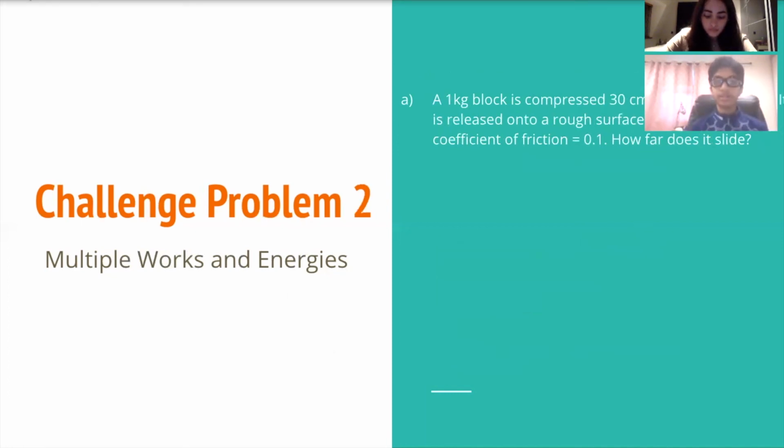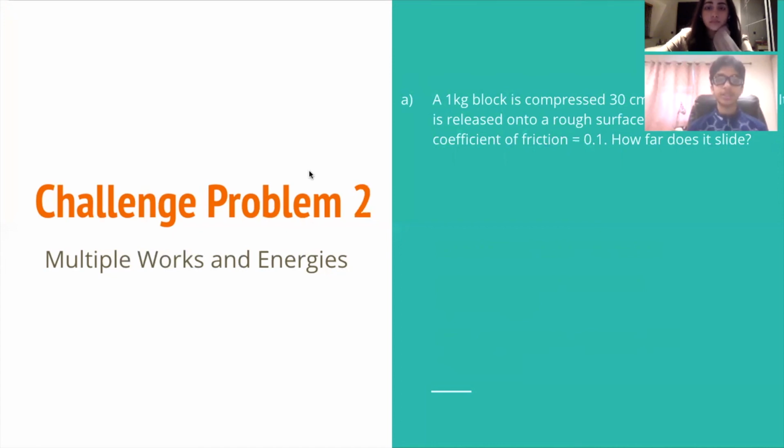The last problem, we have a 1-kilogram block. It's compressed 30 centimeters on a 7 newton per meter spring. Then it is released on a rough surface with kinetic coefficient of friction equal to 0.1, and we want to find how far it slides. I'll give you again 30 seconds to pause and try it out on your own. If you could do this problem, you're pretty good to go.